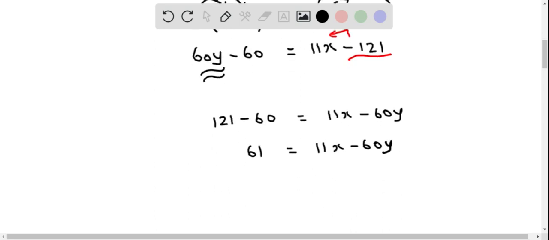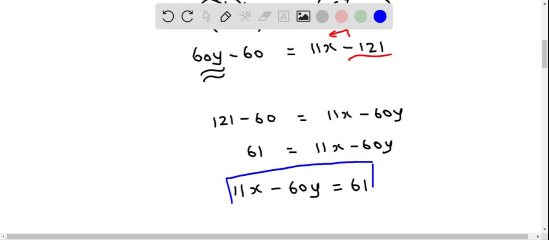Or else we can write it in the form like this. That is, we will have the variables x and y on the left side. So this becomes 11x minus 60y equals 61. So this is the equation of the line which is tangent to the graph of the equation.